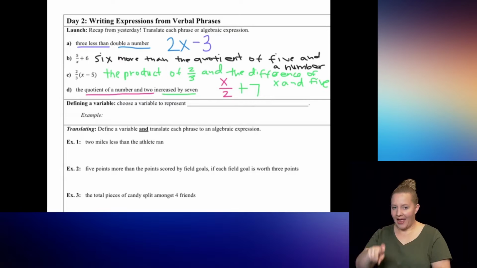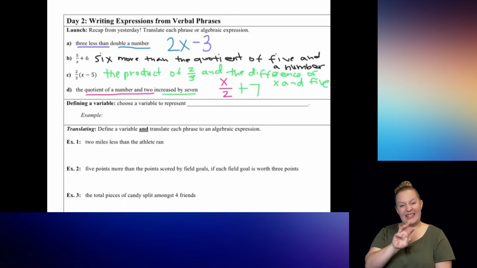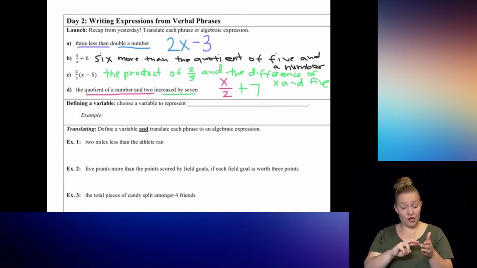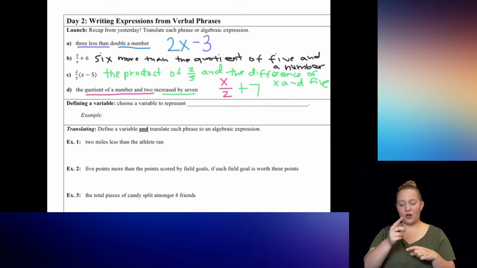For letter B, I wrote 6 more than. So remember, that's plus 6. The quotient, answer to a division problem, of 5 and a number. Remember, quotient, whatever's listed first, that has to go in the numerator. So 5 goes up in the numerator.